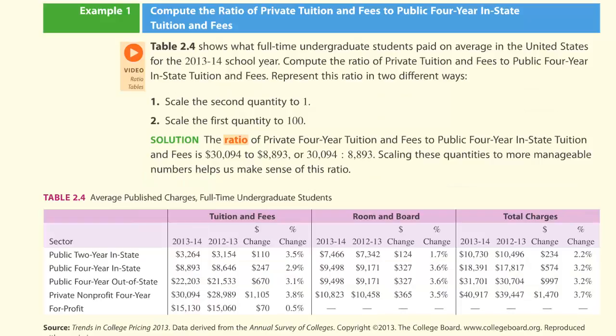Let's look at an example that has a lot of data, but don't panic. We look at this table here, which is showing you tuition and fees, room and board, and then total charges for different types of colleges: public, 2-year, 4-year, 4-year out of state, and then private, nonprofit, and for-profits. And then they have different years, right? So how much they paid in the 2013-14 school year, and then 2012-2013. This is how much it changed basically in raw dollars, right? It went from 31.54 to 32.64. It went up by $110, and that represents a 3.5% change. It went up by 3.5% from this year to this year.